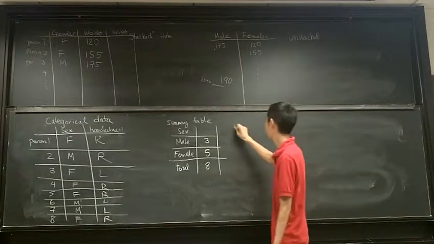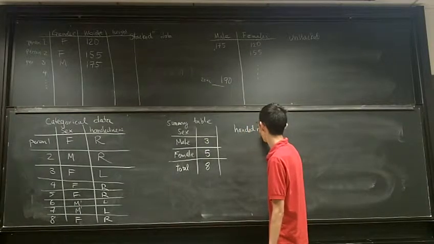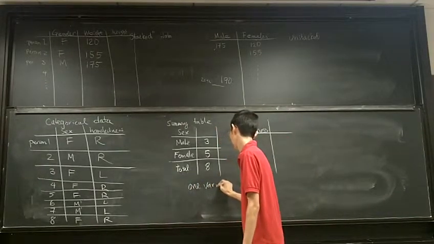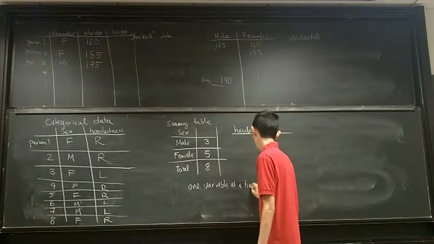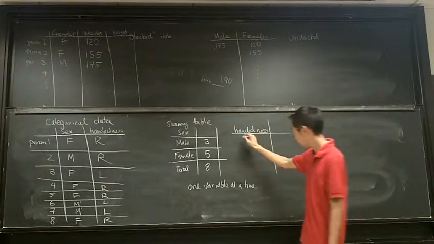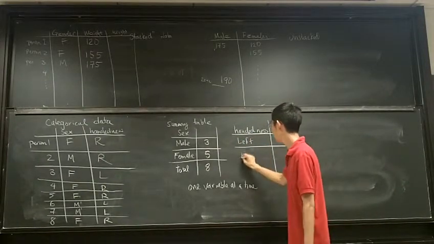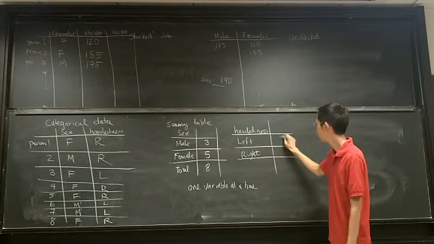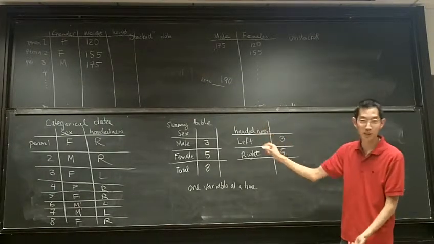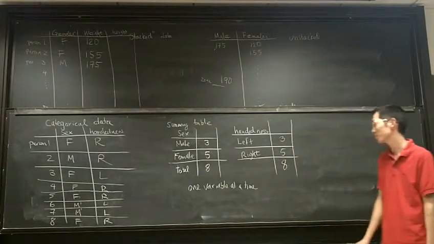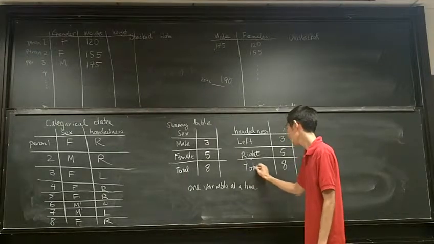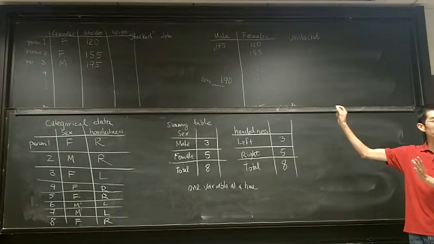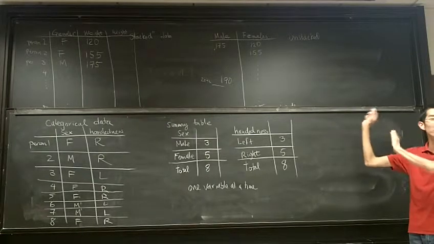Alright, and then if I create one for handedness, so this is looking at one variable at a time. What do I have going on? Left and right. How many left-handed people do I have? 3 and 5. That's just coincidentally what happened over there. That's handedness. So that's creating summary tables for just one variable at a time. Right? And I just want to make sure that there's no questions on this, okay?